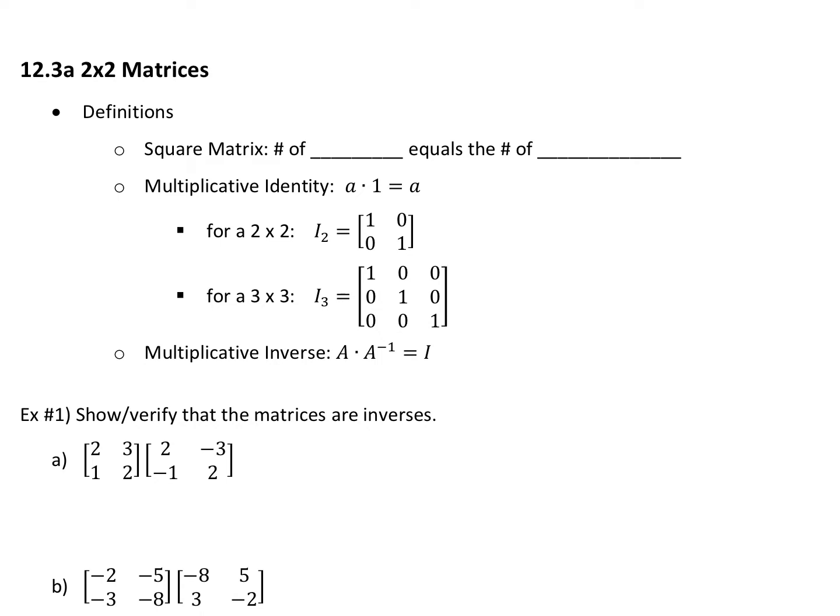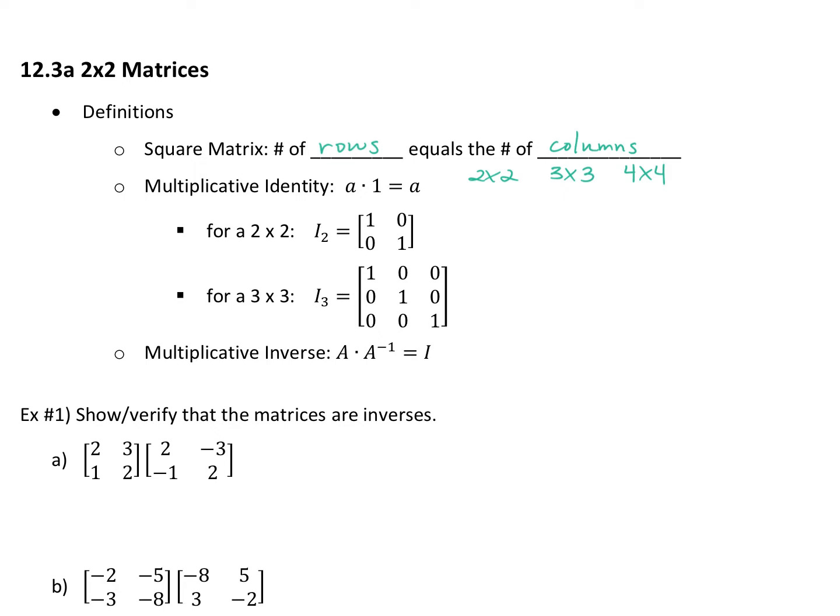So first thing to talk about here, by the way, not all matrices will have inverses, but most 2 by 2s do. Some won't, but most of them do. A square matrix is when your number of rows equals the number of columns. So we're going to focus on the 2 by 2. That would be a square matrix. But it could also be a 3 by 3, a 4 by 4, a 5 by 5. When your rows and columns are equal, it is a square matrix.